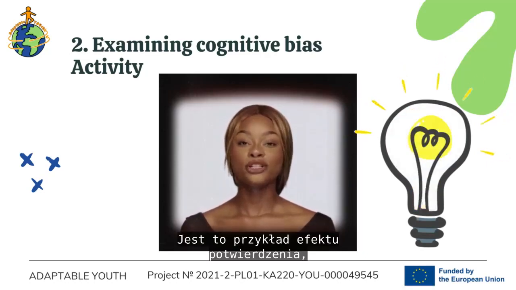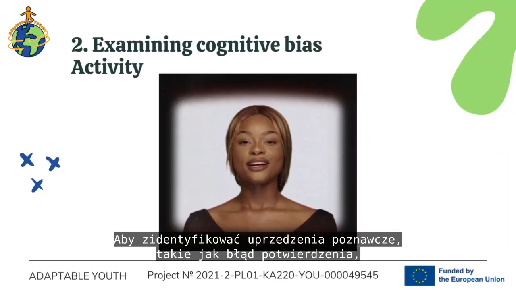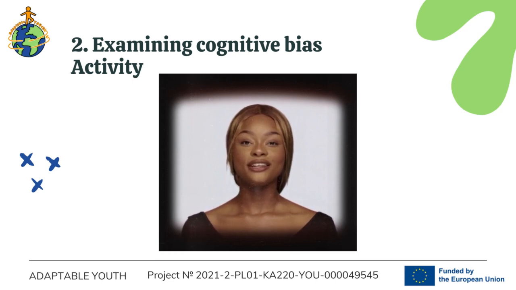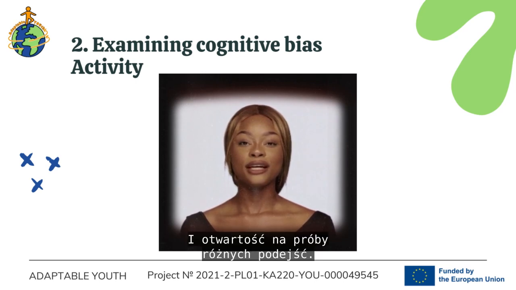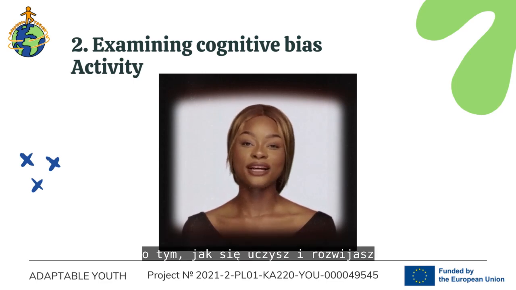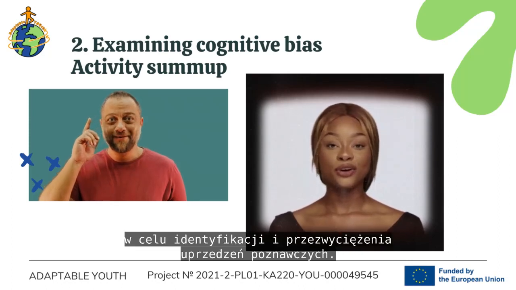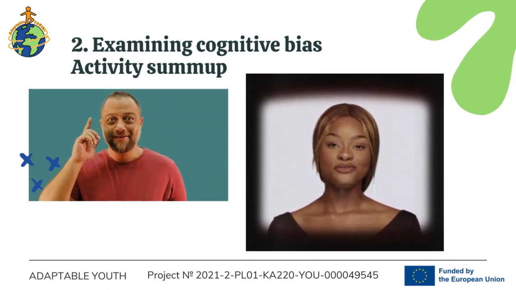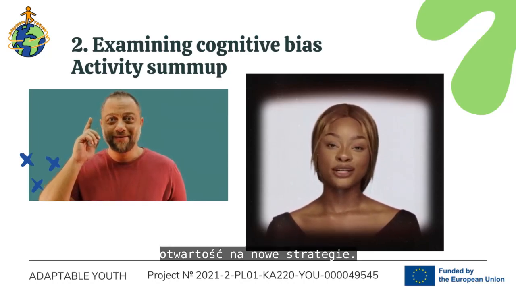This is an example of confirmation bias, where we tend to favor information that aligns with our existing beliefs. To identify cognitive biases like confirmation bias, we need to be aware of our preferences and habits. In this scenario, recognizing the bias would involve acknowledging your tendency to favor familiar study methods and being open to trying different approaches. This way, you can make more informed decisions about how you learn and develop greater flexibility in your study habits. Remember, it takes practice to identify and overcome cognitive biases. The more you work on it, the more flexible your thinking will become. Always be mindful of your preferences and habits when encountering new learning situations, and be open to new strategies.